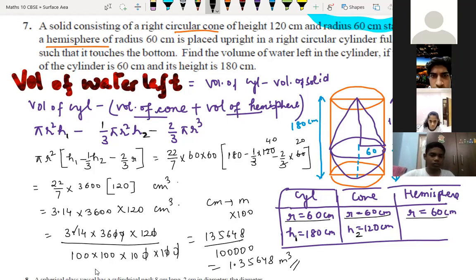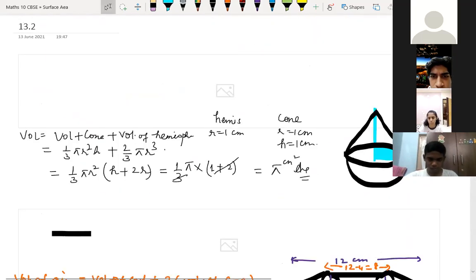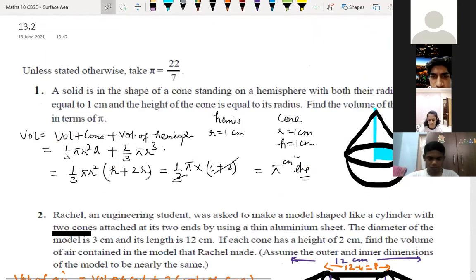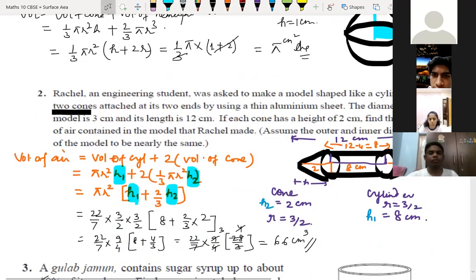Is it clear? Yes, sir, it is clear. So see, here also the answer may come something point here and there because I've taken 3.14. But here in the question, you have to take 22 by 7. They have told it initially only. If you see here, very first only, see what they have given: unless stated otherwise, take 22 by 7. If it is not mentioned in the question, what to take? 22 by 7 only.